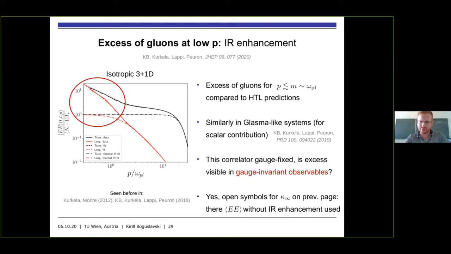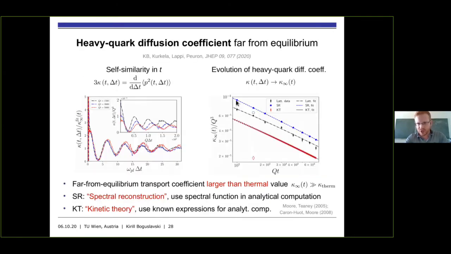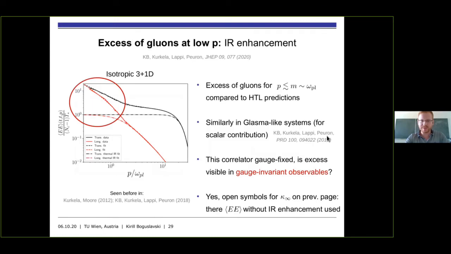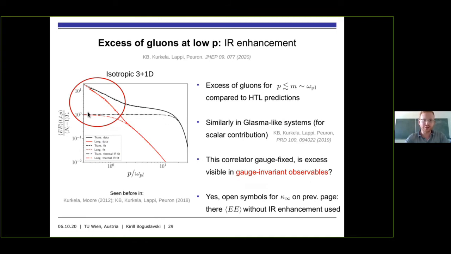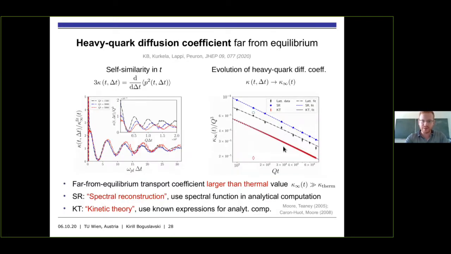And for that, we look at the previous page. Here we don't only show you those full dots, where in the computation we basically use this full correlation function, but we also show you those open dots. The red open dot belongs to the kinetic theory, and the open blue dot corresponds to the spectral construction formula. Those open dots use the expected perturbative correlator instead of the infrared enhanced correlator. And you find, especially in the kinetic and the perturbative kinetic framework, huge differences in those two calculations.